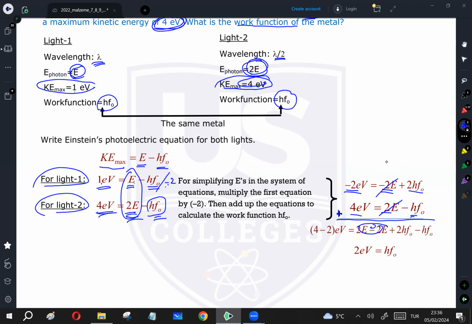Now, when we add them side by side, this -2E and this +2E will cancel, so 0. Then -2 plus 4 is 2 electron volt on the left side. On the right side, only 2hf0 minus hf0 is left, which becomes hf0. So we got directly the work function, and the work function of that metal is 2 electron volt.